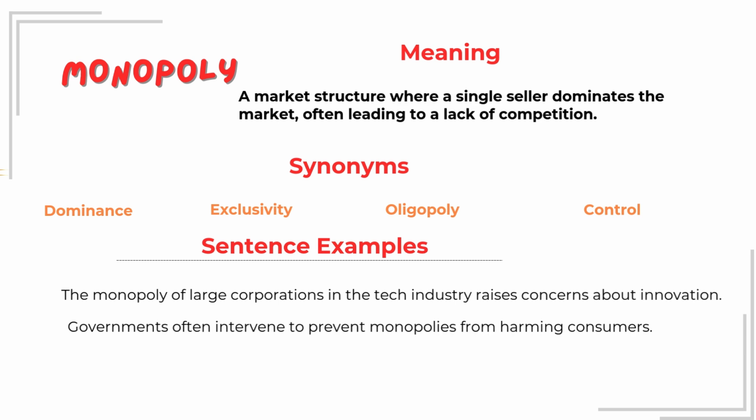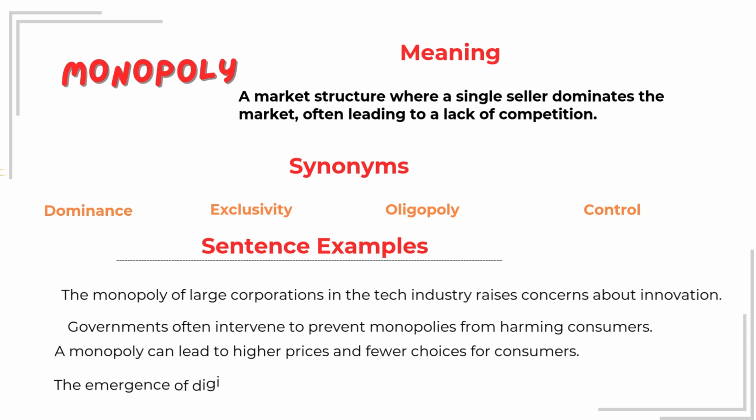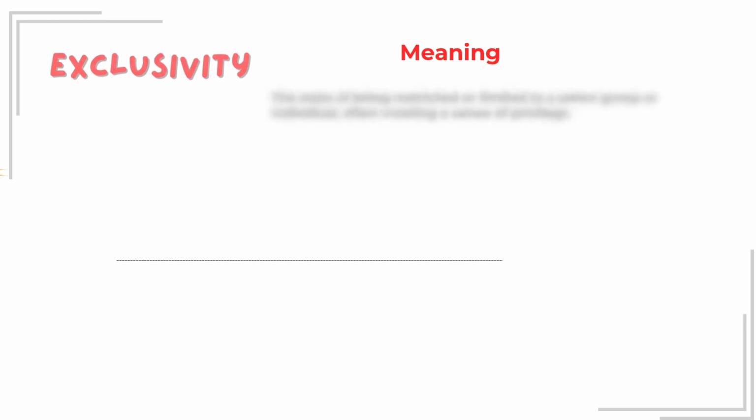Governments often intervene to prevent monopolies from harming consumers. A monopoly can lead to higher prices and fewer choices for consumers. The emergence of digital monopolies has transformed the global marketplace.